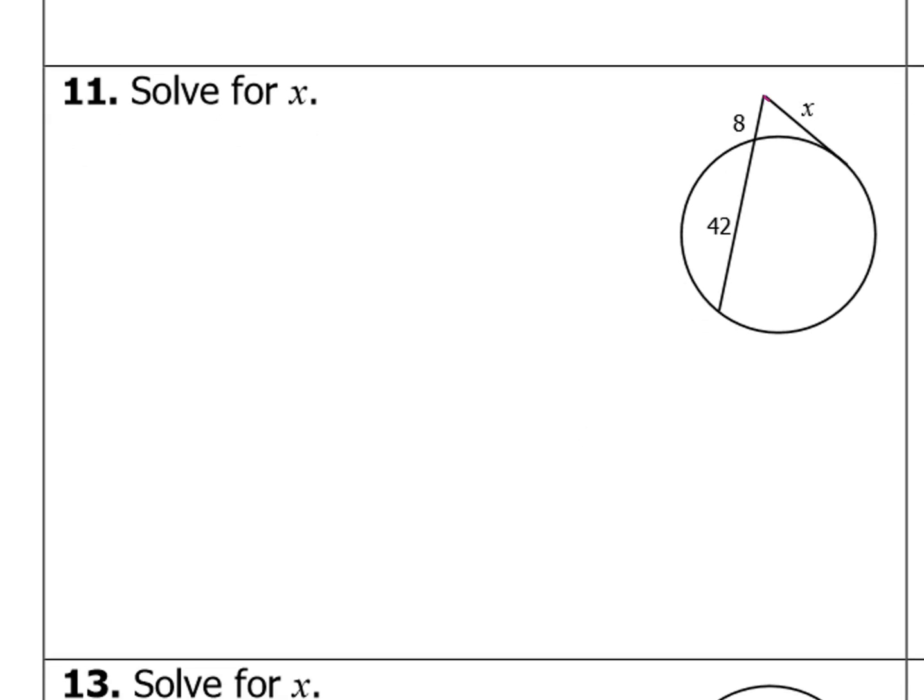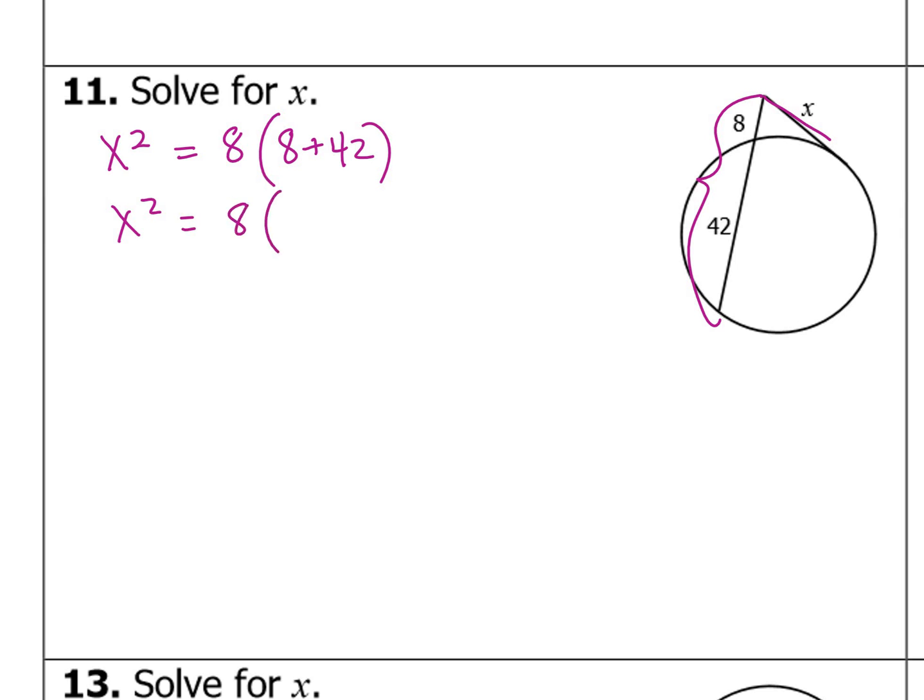Same setup. We have x squared equals 8 times the sum, 8 plus 42. 8 plus 42 is 50. 8 times 50 is 400. The square root of both of those equals, that should not be x squared. Square root of x squared is x. Square root of 400 is 20.